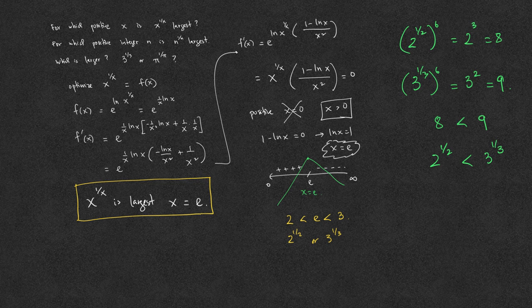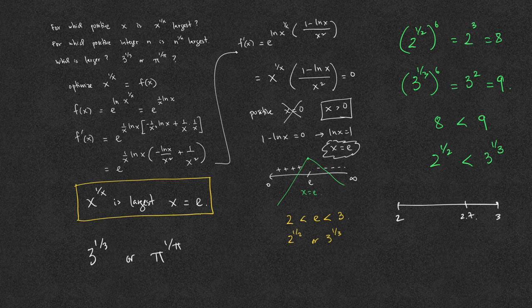Although 2 is in the increasing interval and 3 is in the decreasing interval, 3 to the 1/3 is more than 2 to the 1/2. It might have something to do with e being a number that is closer to 3. e is roughly 2.7. Next, which is larger, 3 to the 1/3 or pi to the 1 over pi?